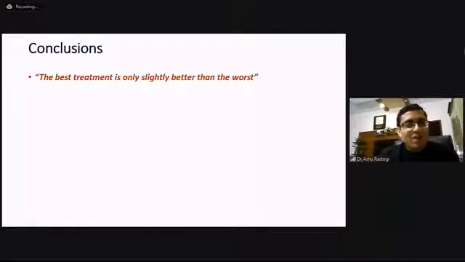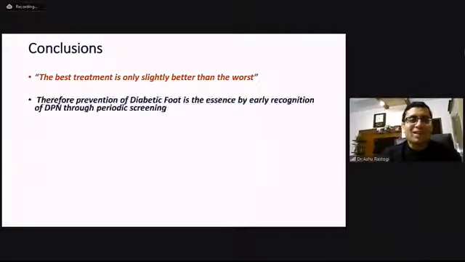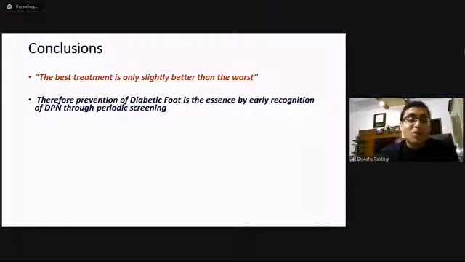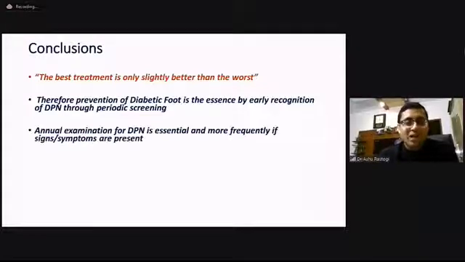So I will conclude with these few statements: the best treatment in neuropathy is only slightly better than the worst, so it's better to prevent all this. Prevention of diabetic foot is the essence, by very early recognition of neuropathy, as Dr. Aarti has already told you in the introduction. This was the essence of this presentation, and that can be done through periodic screening using simple examination and tools that I have elaborated.